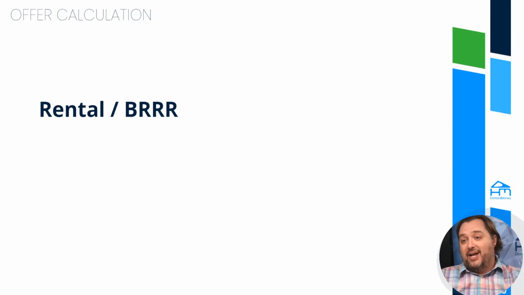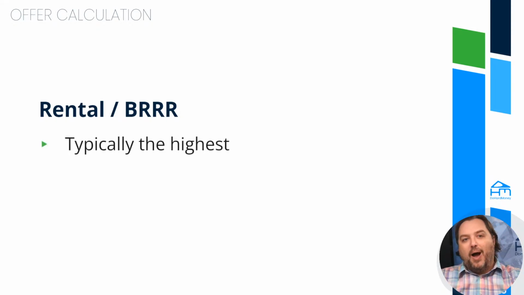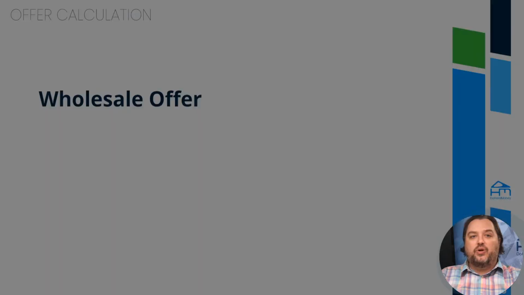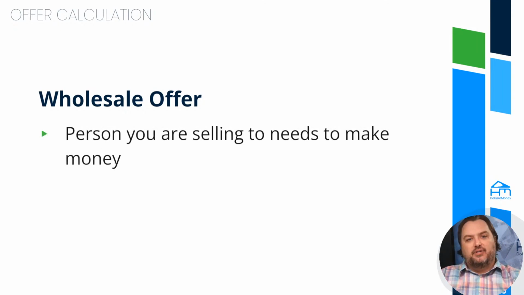Now, one of the strategies that I really encourage that I don't think is used enough is turning these into BRRRR or rental type properties. This is typically the highest that you can actually pay, doing a BRRRR type of property, where you buy the property, you fix it up, you rent it, and then you keep it as a rental property. So that's one of the things that I really encourage for a lot of people because you want to start building that cash flow.